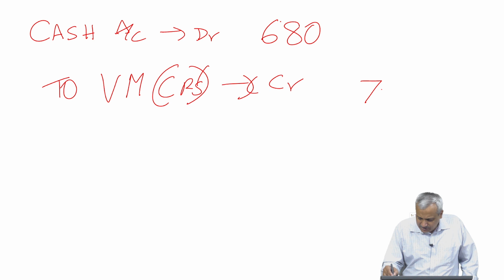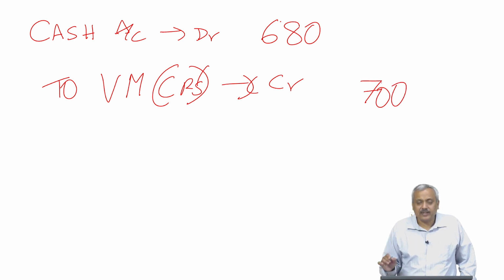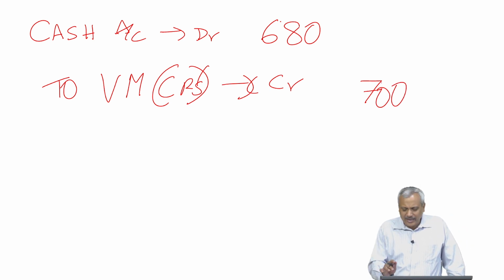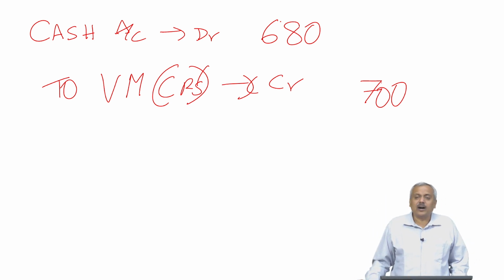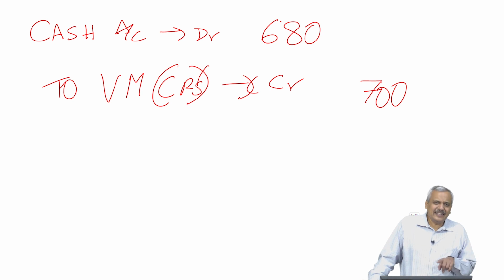How much was he supposed to give? He was supposed to give me 700. Why have I written 700? Read the next transaction in this case. Allowed him a discount of $20. He is willing to give 700, and you have allowed a discount of 20.